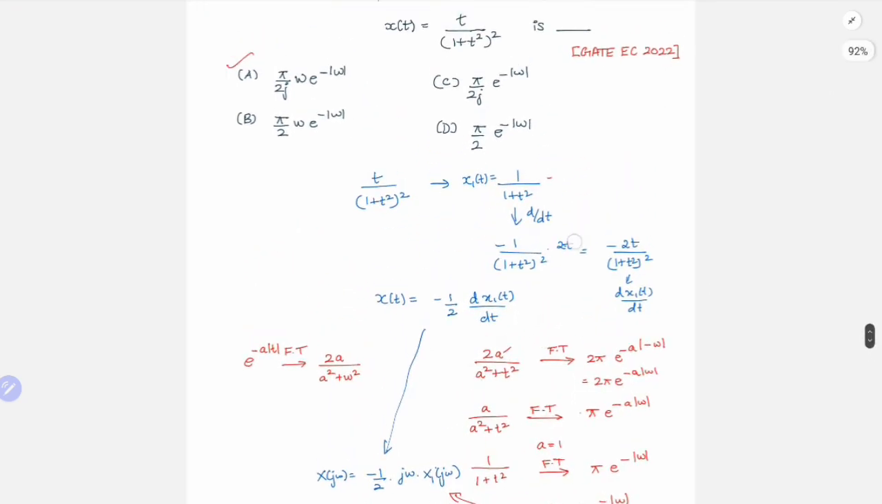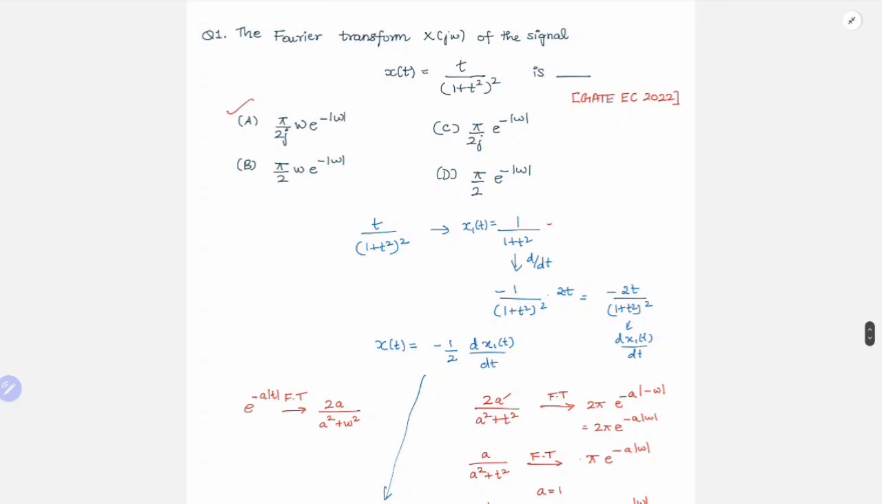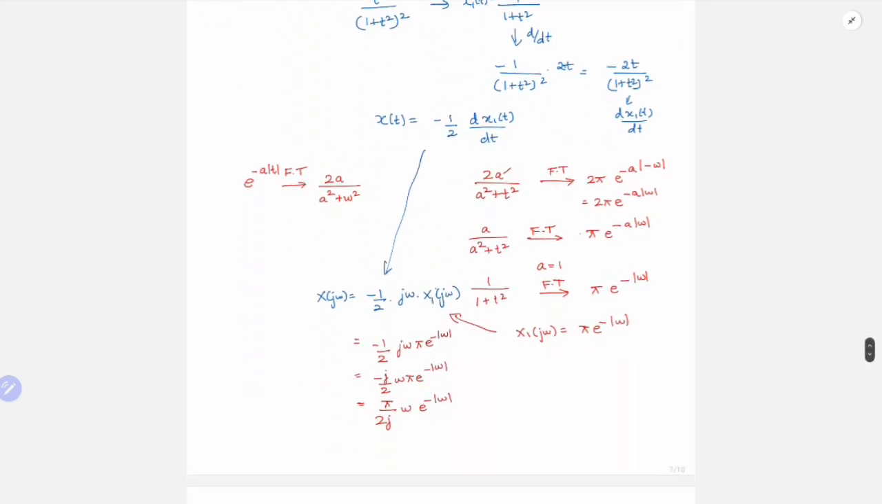So here also you have used the properties and the basic Fourier transform pairs. Otherwise it is nearly impossible to find the Fourier transform of this function directly using the analysis equation.